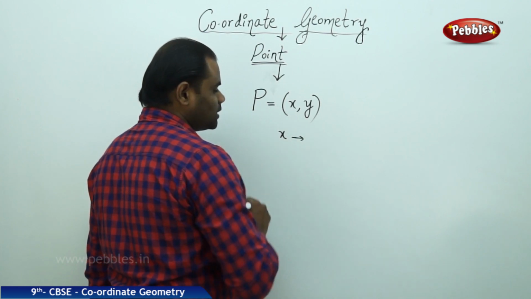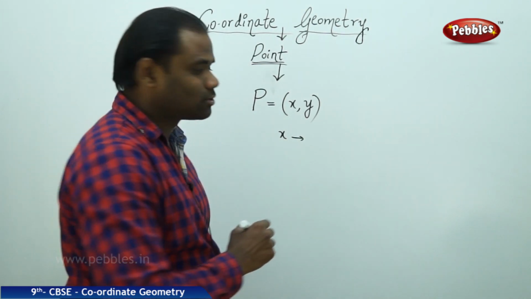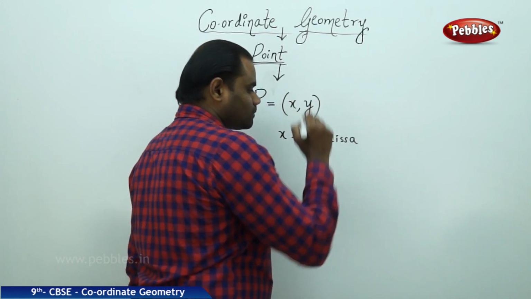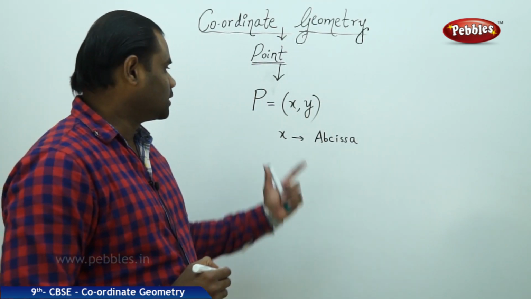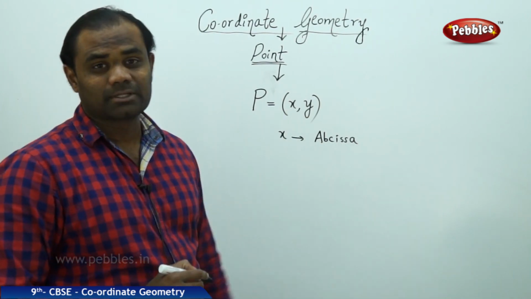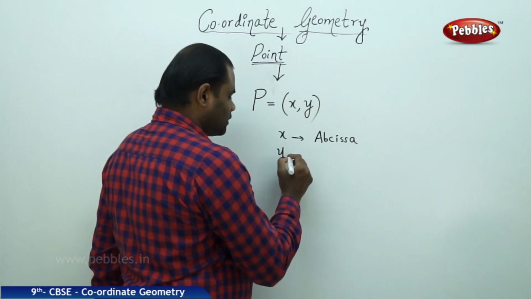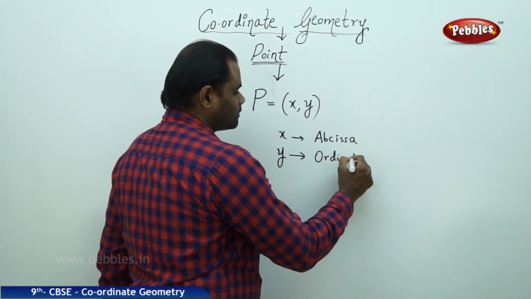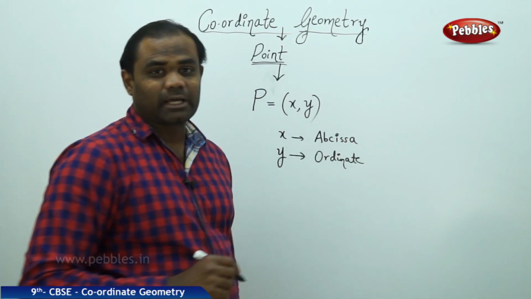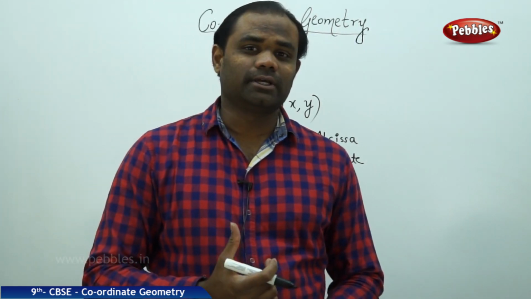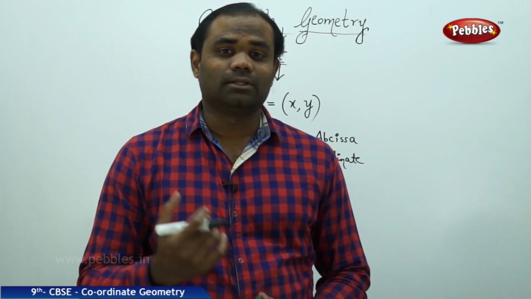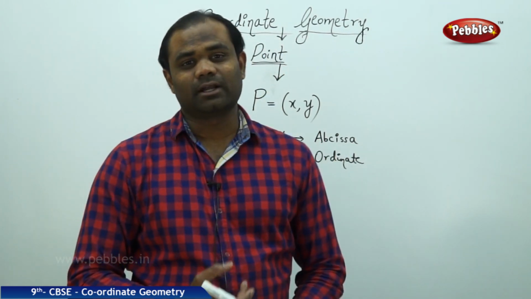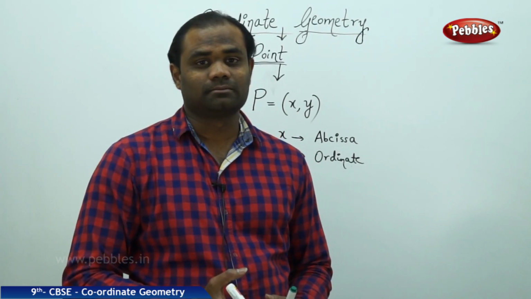And x refers to the x coordinate, which is also called by the other name, abscissa. The x coordinate of the given point is called abscissa and the y coordinate of the given point is called ordinate. That is how the different terminologies are used in mathematics to define the point. X coordinate refers to abscissa and y coordinate refers to ordinate.